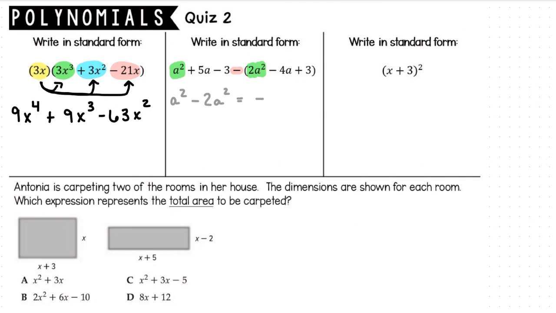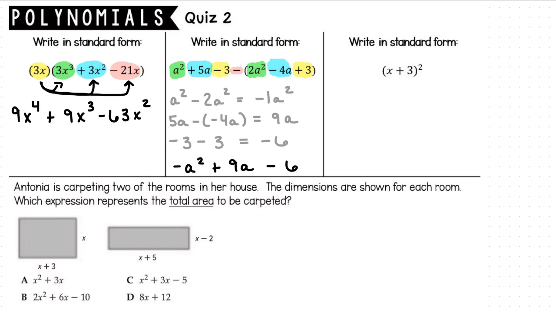In green, an a squared minus a 2a squared results in a negative 1a squared. Next in blue, we have positive 5a and we subtract negative 4a. A positive 5a minus a negative 4a results in a positive 9a. Last, in yellow, we have negative 3 minus 3. A negative 3 minus a positive 3 is the same as negative 6. Our standard form expression will be negative a squared plus 9a minus 6.